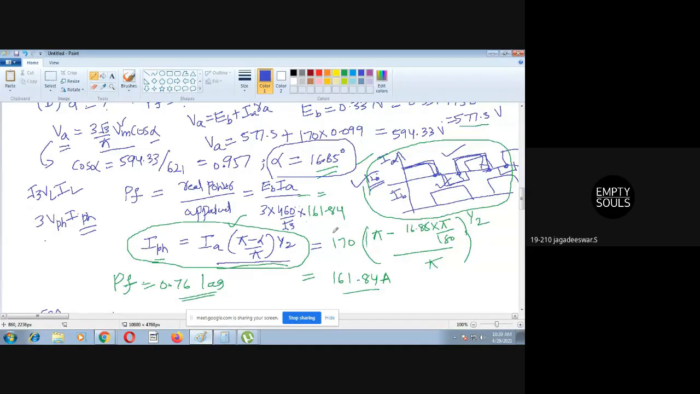We need to find the speed regulation for the firing angle obtained in part B. Putting alpha equal to 16.85 and finding the speed is enough. Yeah, alpha is 16.85. So if you do that, what will you get? That is the answer we are searching for.